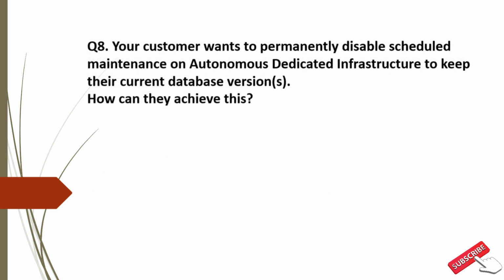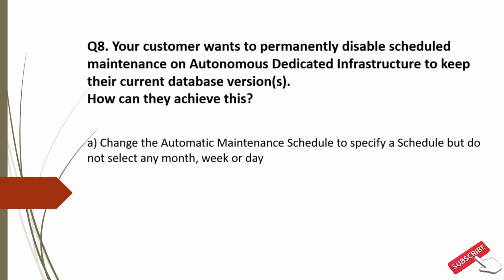Question 8. Your customer wants to permanently disable scheduled maintenance on autonomous dedicated infrastructure to keep their current database versions. How can they achieve this? And the options are A. Change the automatic maintenance schedule to specify a schedule but do not select any month, week or day.